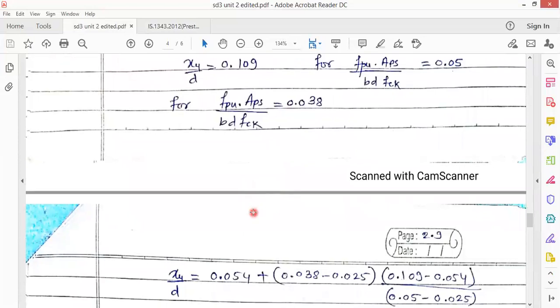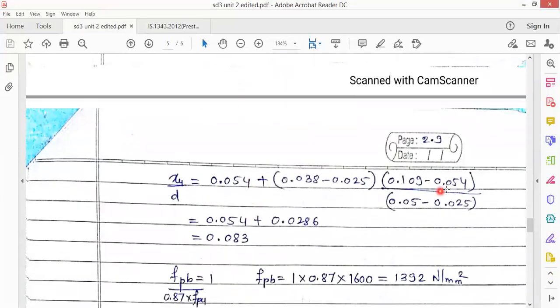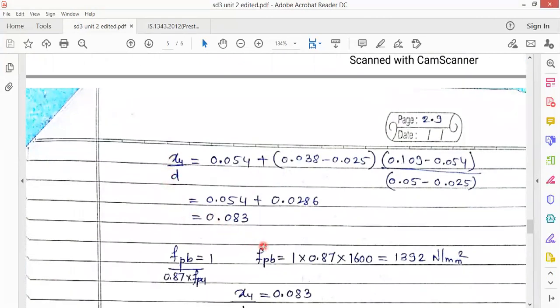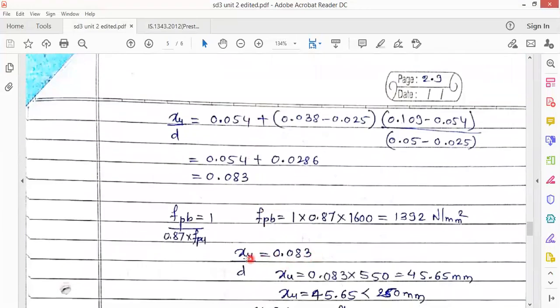For the interpolation, I have this simple interpolating equation, or we can do it. Then I will obtain the interpolation value here. XU by D is equal to 0.083. And what is XU now? It is 0.083 into D. D, effective depth, it is 550. So 550 into 0.083 equal to 45.65.